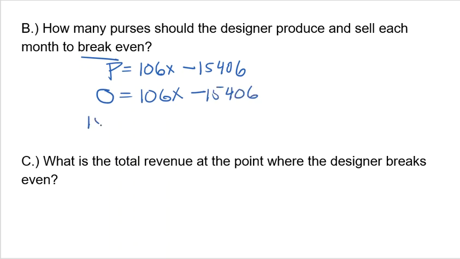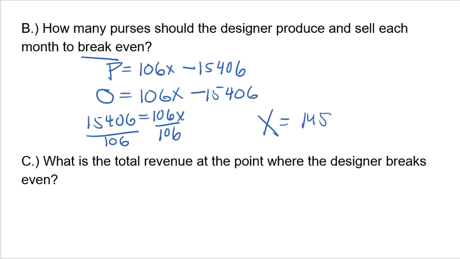So I'm going to add the 15,406 over. I'm going to divide both sides by 106. And x is, grab a calculator if you need to, 145.34, which is approximately 146. Always round up, because if you actually round down, then you're actually going to be cutting yourself a little bit short. So I need to sell 146 purses to break even. If I sell 146 purses, I will break even. Awesome. Okay, any more selling, I make profit. Any less, I lose money.